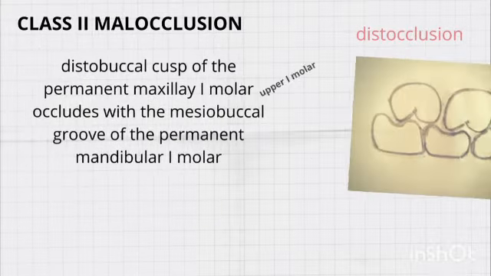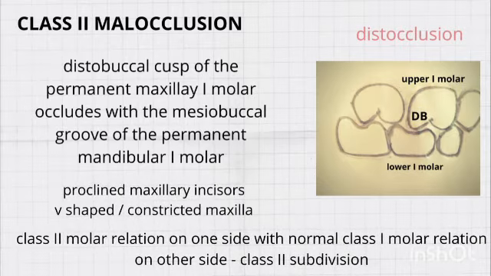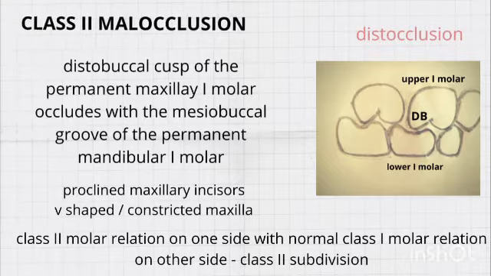Next one is the Class 2 malocclusion. Distobuccal cusp of the upper permanent first molar occludes with the mesiobuccal groove of the lower permanent first molar. Proclined maxillary incisors and constricted maxilla can be seen in this malocclusion. Class 2 malocclusion is also known as distocclusion.